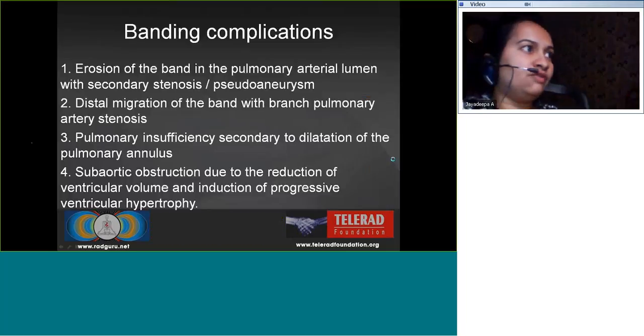So, what are the complications of banding? As with banding procedures elsewhere, the band can get eroded. It can migrate distally. There can be pulmonary insufficiency due to dilatation of the annulus. There can be long-term subaortic obstruction due to reduction of ventricular volume and induction of a ventricular hypertrophy over a period of time.